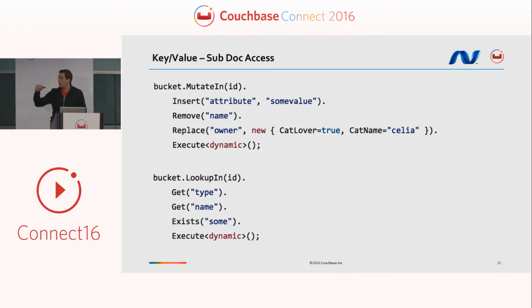And then for lookupIn, what you can do is you can either fetch specific fields out of your document, or you can check if they exist. So here, what the lookupIn will do is it will get you two fields, type and name, and it will return you true or false if the field with the name sum exists in the document.